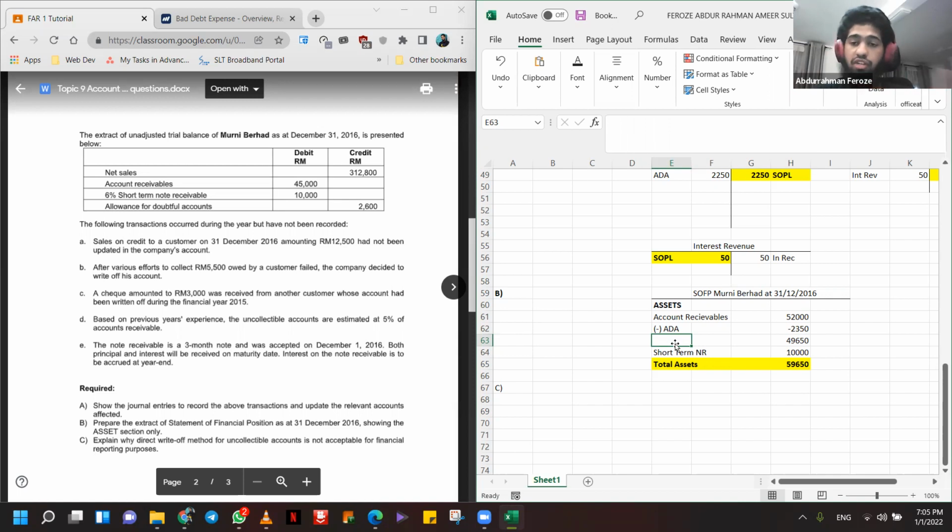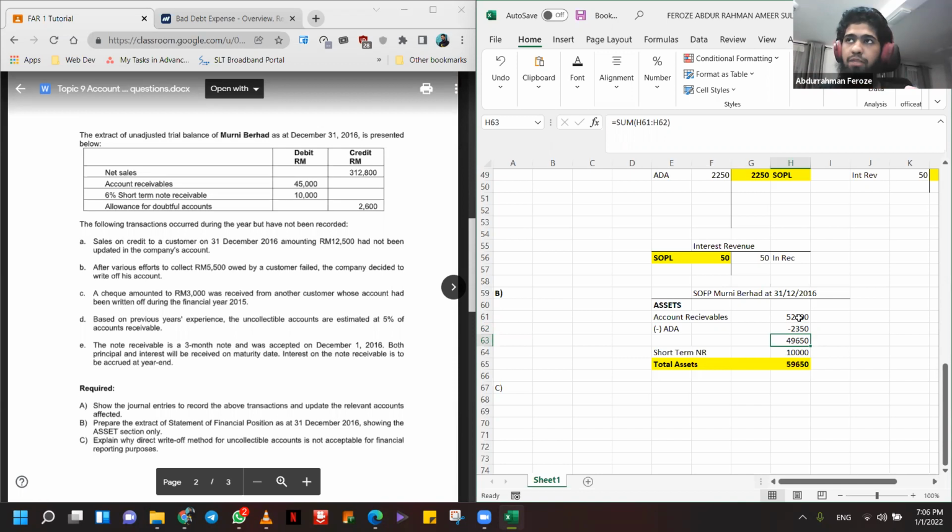Now, when you use a direct write-off method, none of this will be shown. What will be shown is directly the final value, only 49,650. So in the balance statement, they don't show the actual account receivable, what the company should actually be paid. They don't show the allowance or the bad debt expense. They just directly show the final amount. So there is a discrepancy between the income statement and the statement of financial position.